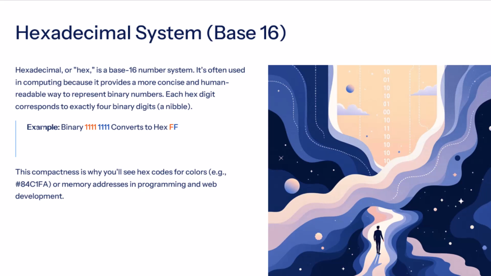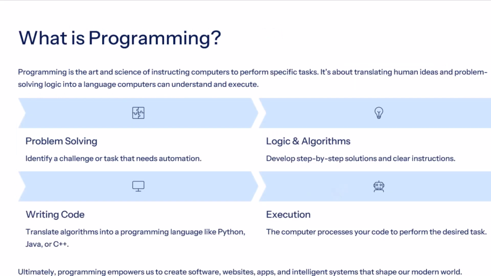Then hexadecimal is basically base 16, and I'll explain this deeply in our coming series, where I'll talk a lot about hexadecimal.